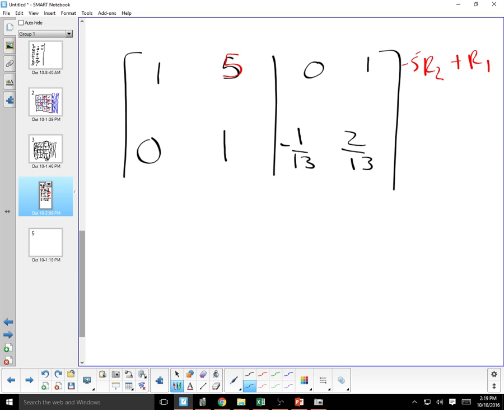Here we go. So, I need new values before I do that, don't I? Let's see here. Taking row 2, multiply. So 0 times negative 5. 1 times negative 5. Negative 1/13 times negative 5. I'm multiplying, so that should give me positive 5/13. And finally, I should get negative 10/13.